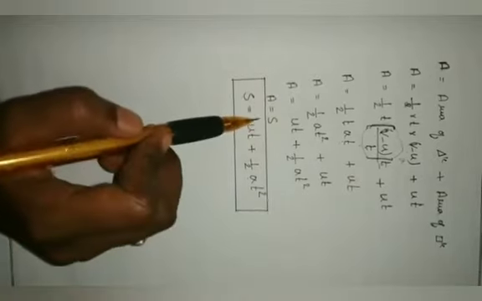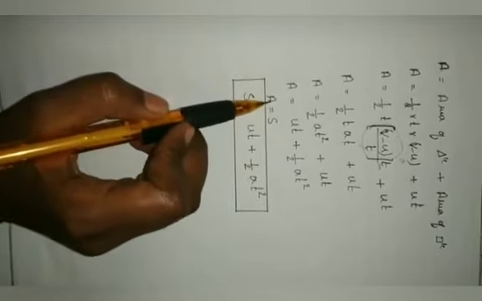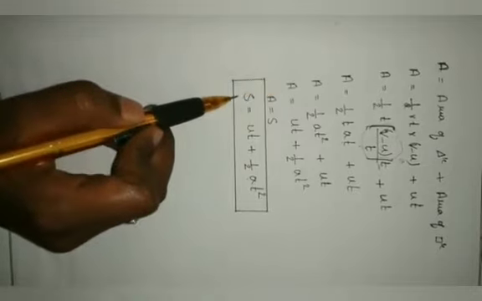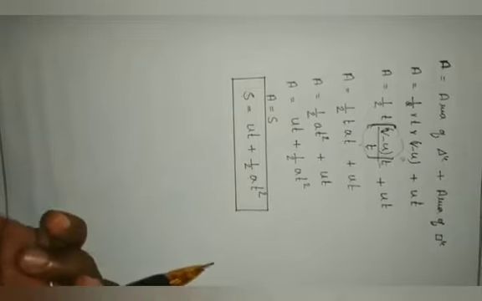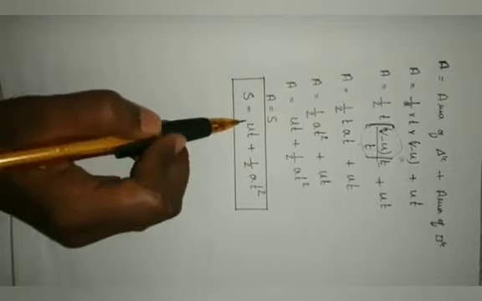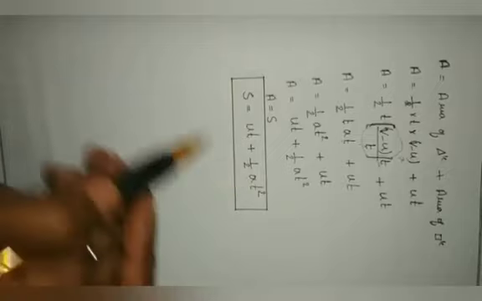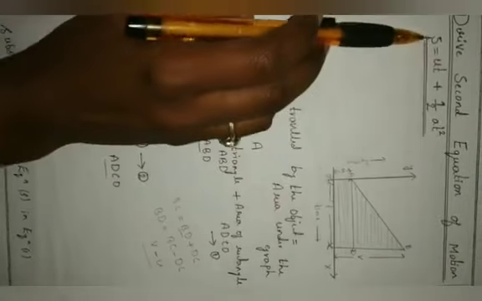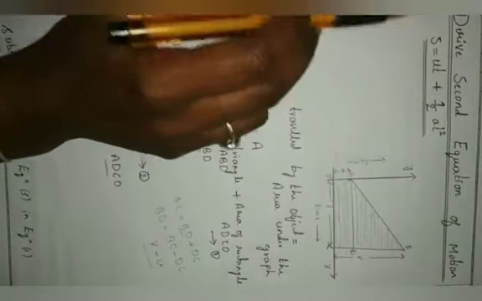We know the area under the graph is the total distance travelled by the object. So replacing this area with S, S is equal to UT plus half AT square, where S is the total distance travelled by the object, U is initial velocity, T is time taken, whereas A is acceleration. This is what we had to derive. This is the second equation of motion. S is equal to UT plus half AT square. This is what we have derived.